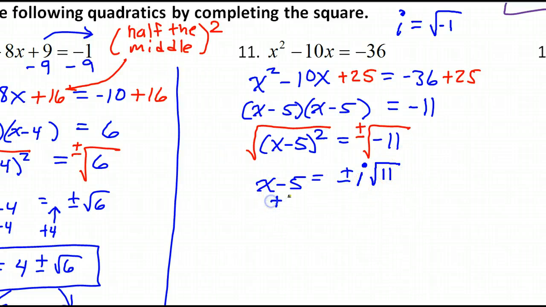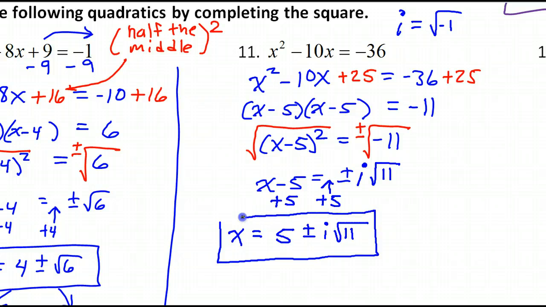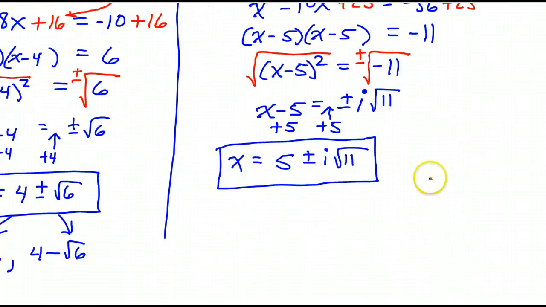Anyway, we need to add 5 to both sides and put it in the front. So that's going to give us x equals 5 plus or minus i radical 11. And that's it. Obviously you can't actually add these together.